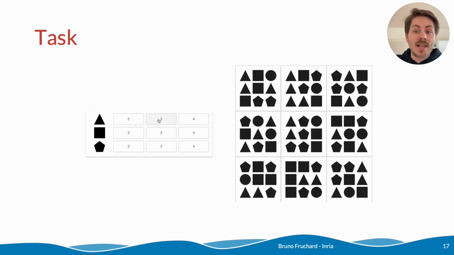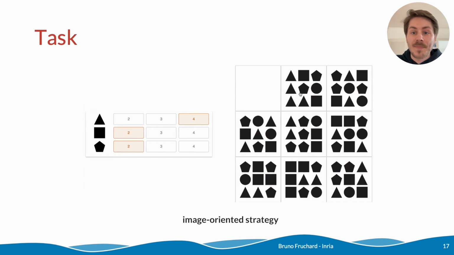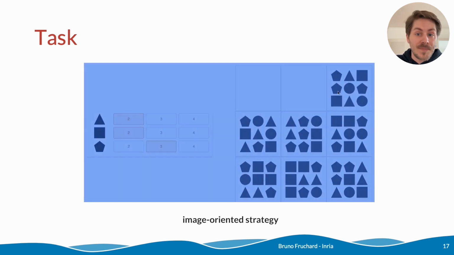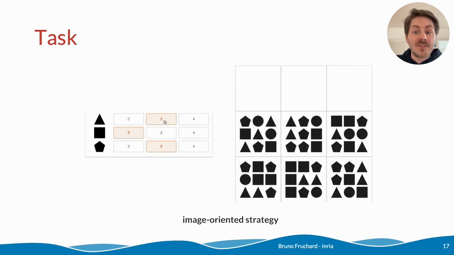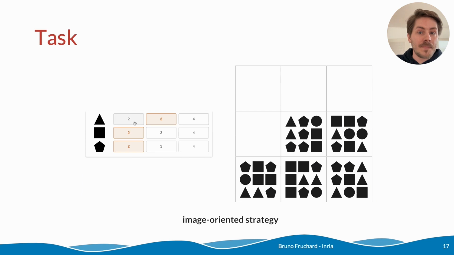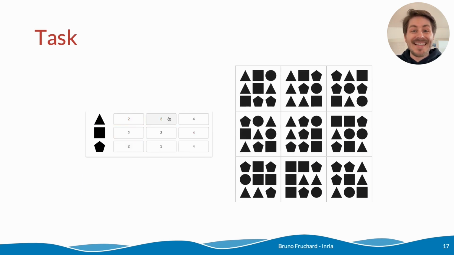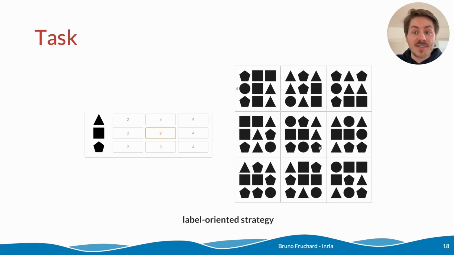There exist 3 label types, and annotators must select a value between 2 and 4 for each. They must select the right labels, then click on the corresponding image. In this case, the annotator adopts an image-oriented strategy. In this second case, the annotator focuses on a label type at a time, thus follows a label-oriented strategy.